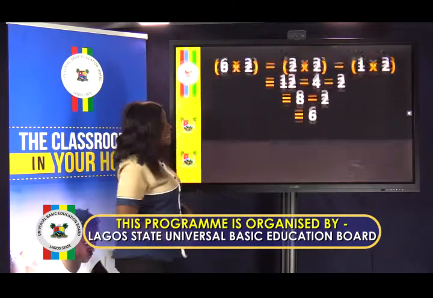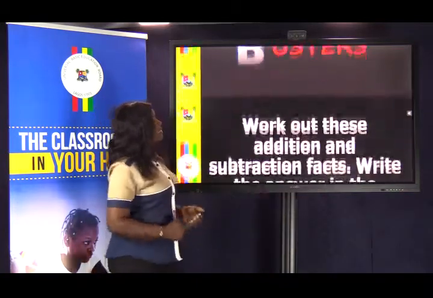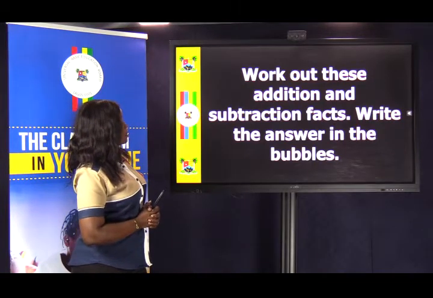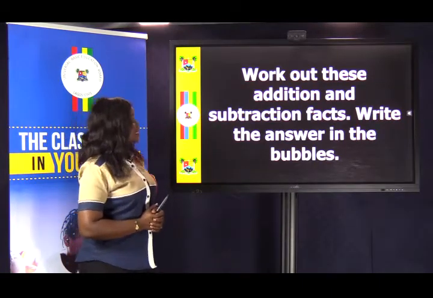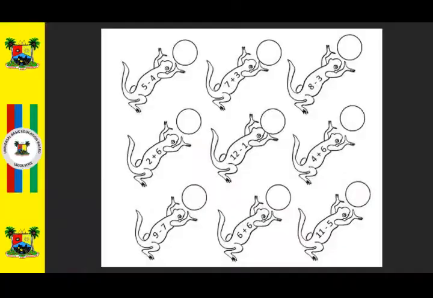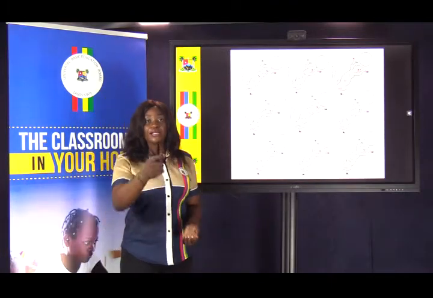Well done. Now it's brain busters time. Let's see what we have in our today's brain busters. Work out these addition and subtraction facts. Write the answer in the bubble. Let's see, the frog is having 5 minus 4, 7 plus 3, 8 minus 3, 2 plus 6, 12 minus 1, 4 plus 6, 9 minus 7, 6 plus 6, and 11 minus 5. Attempt this in 40 seconds, and your time starts now.